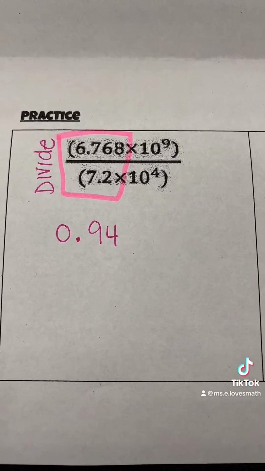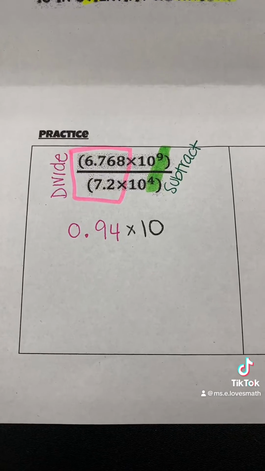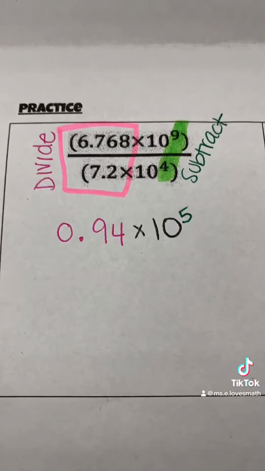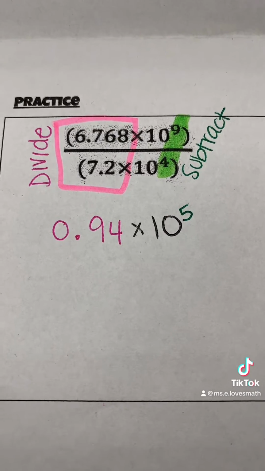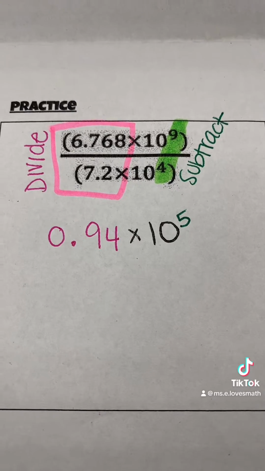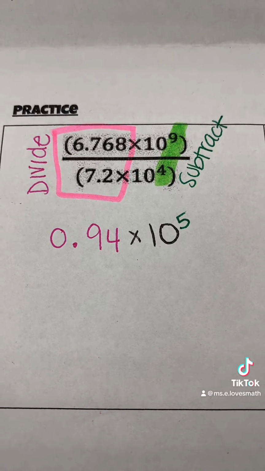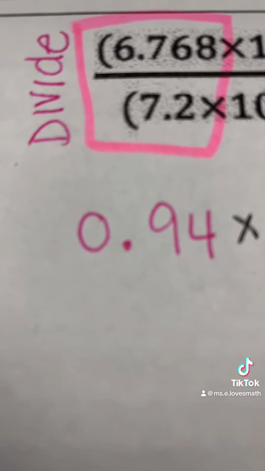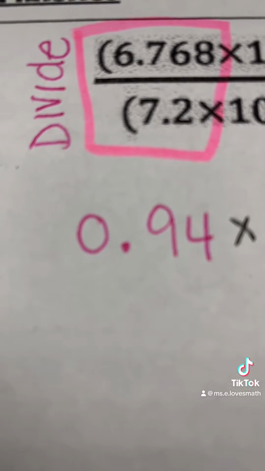We get 0.94. Step 2 is to subtract. 9 minus 4 is 5. So right now we have 0.94 times 10 to the 5th. Our last step is to make sure we are in scientific notation. 0.94 is not scientific notation.